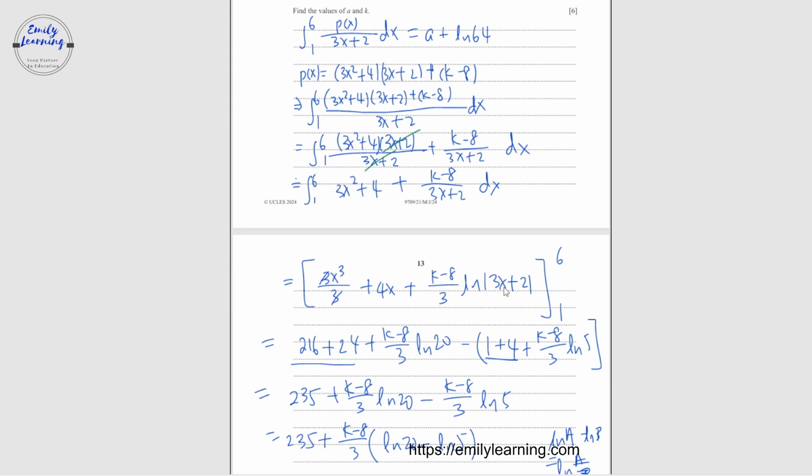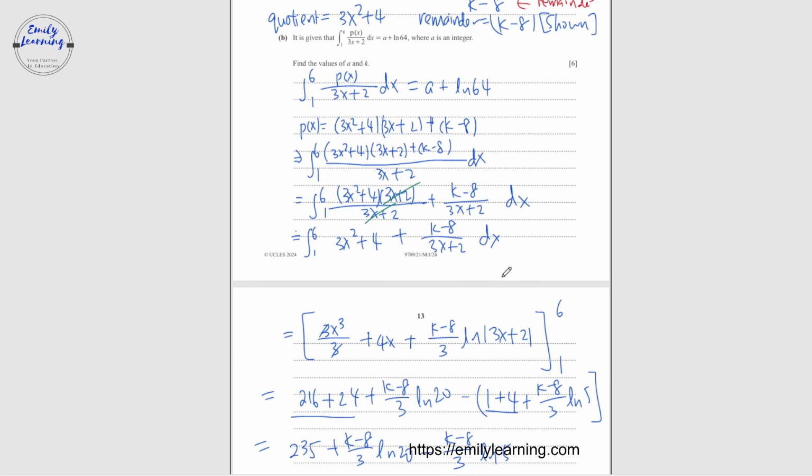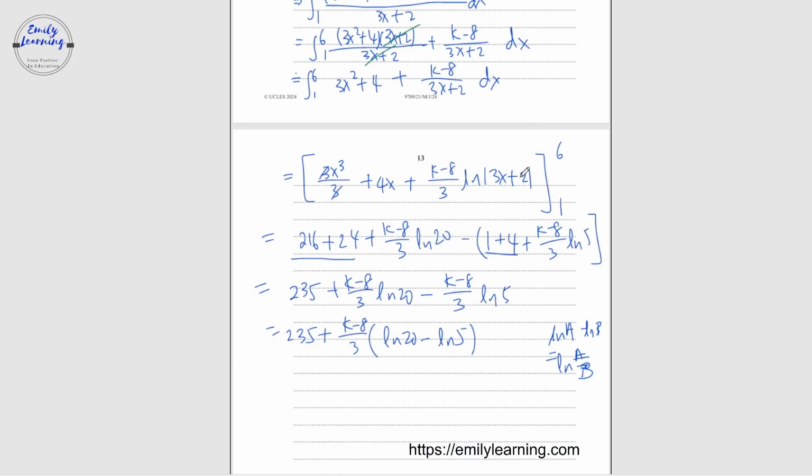Did I make a mistake? Let me check. 20 over 5. Okay, let's continue. So I have this 235 plus k minus 8 over 3 ln, 20 over 5, so it's ln 4.